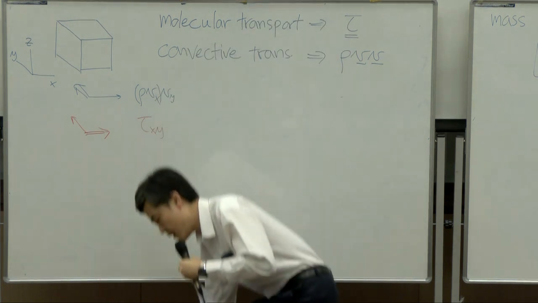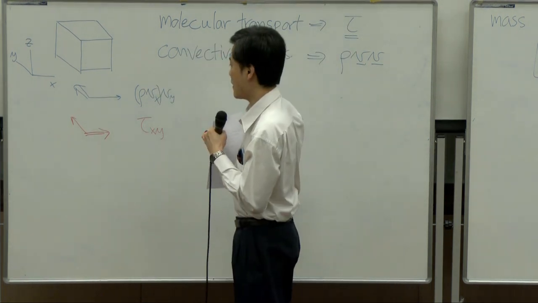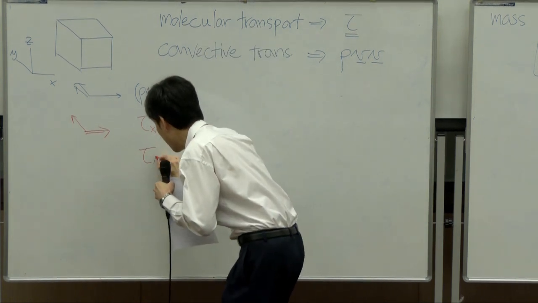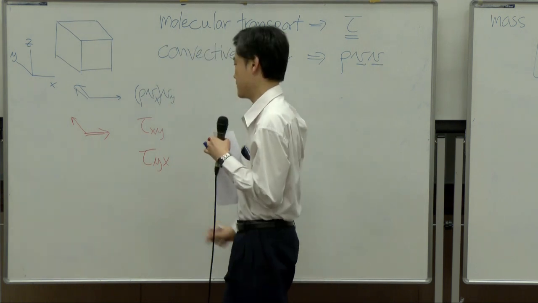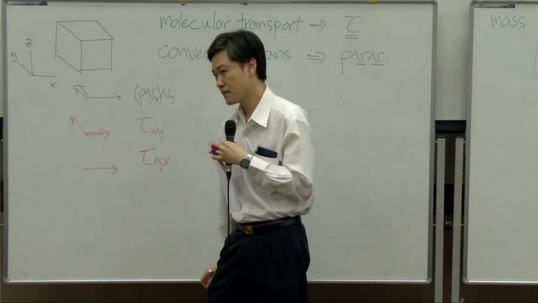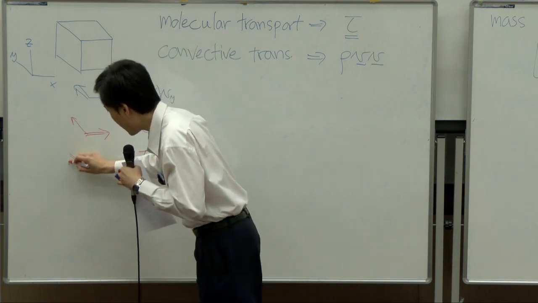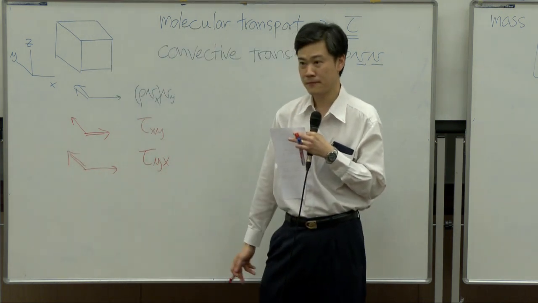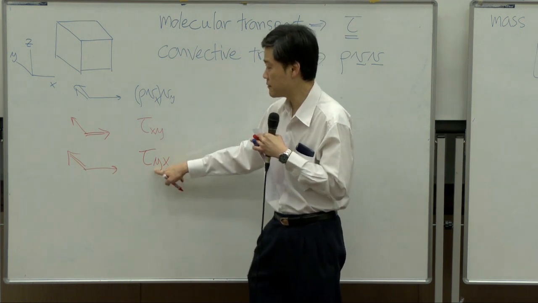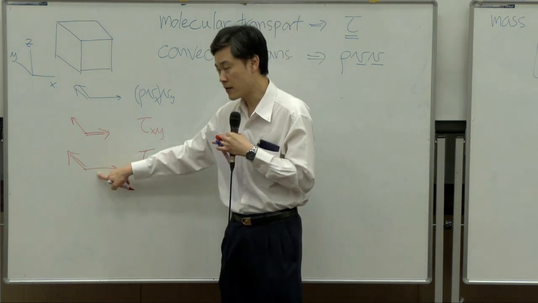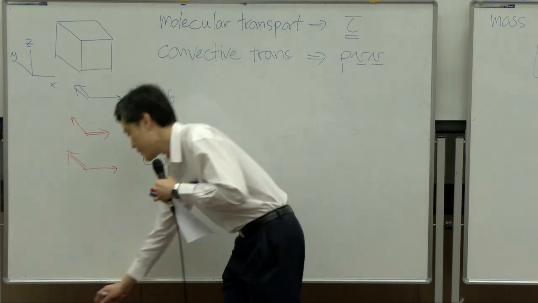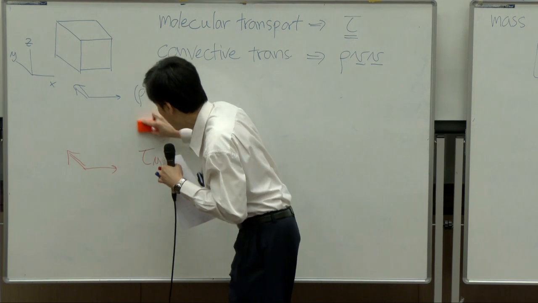Now, if I write down tau yx, now it would be x momentum transferring in y direction. Right? X momentum transferring in y direction: direction of momentum, direction of the transfer. Okay? Let us forget about this for the moment.